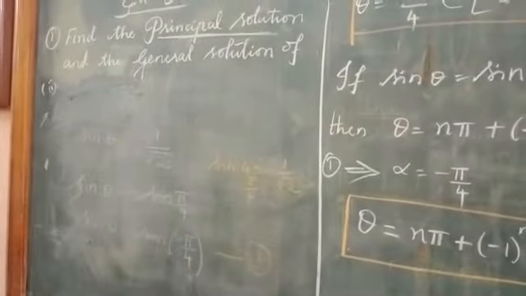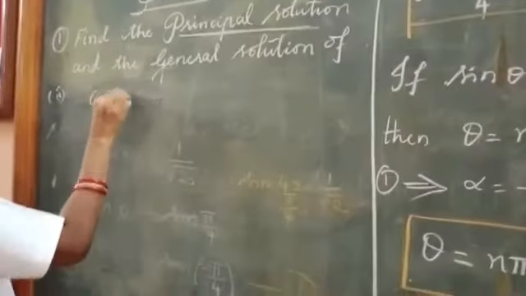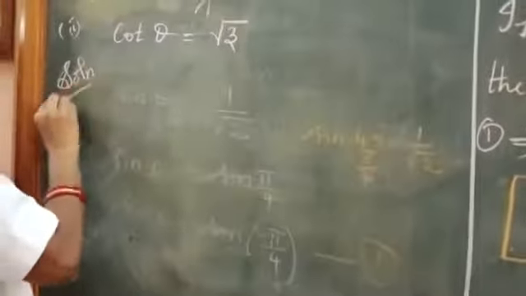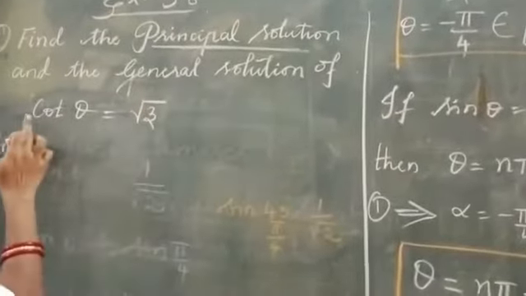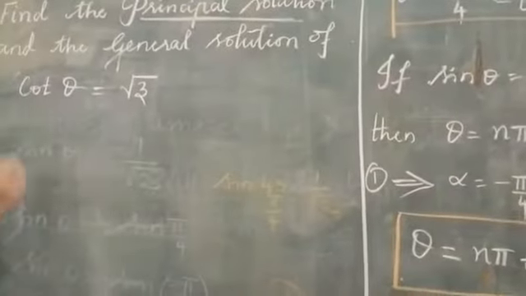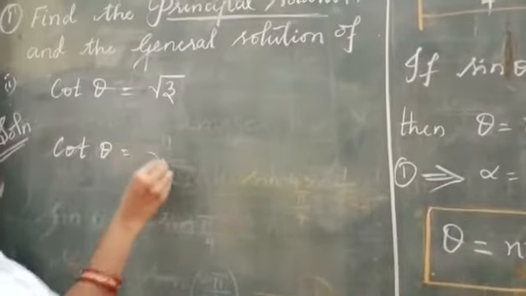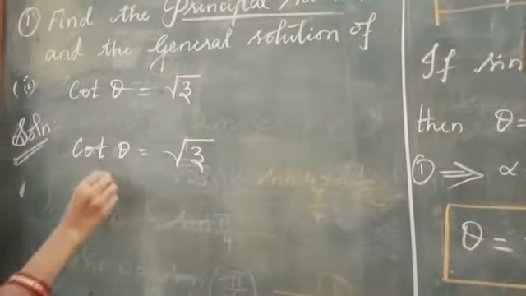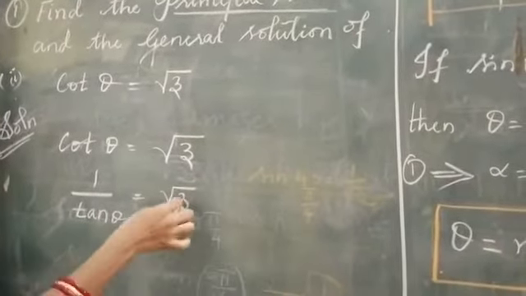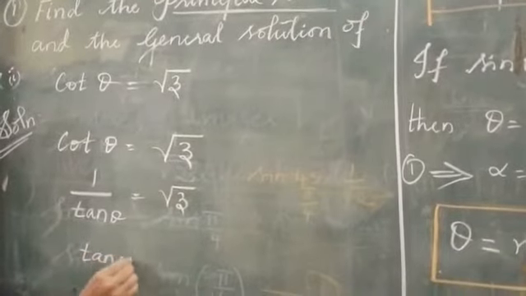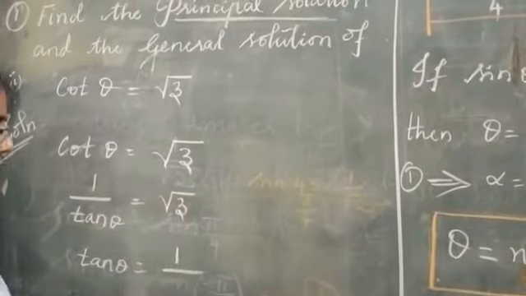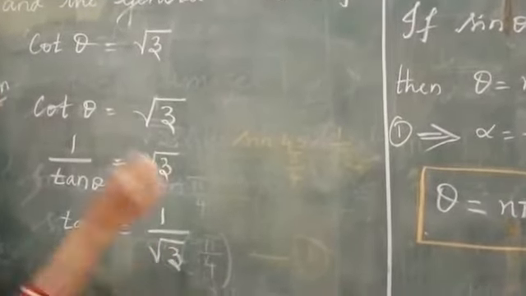We have cot theta is equal to root 3. Solution. Again we have to find the principal solution and general solution of the given equation. So given cot theta is equal to root 3. We can write cot theta as 1 by tan theta is equal to root 3. That is, we can write tan theta, bring tan theta here and root 3 in the denominator. So we have tan theta is equal to 1 by root 3.